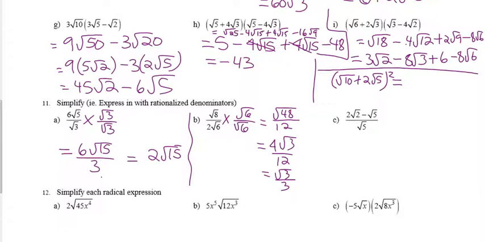Okay, so squaring a radical, right? You square the first term, which is 10. You multiply these two terms together, which is 2 root 50, and then you double it, so it gives you 4 root 50. Square the last term, which will be 4 times 5, which is 20.